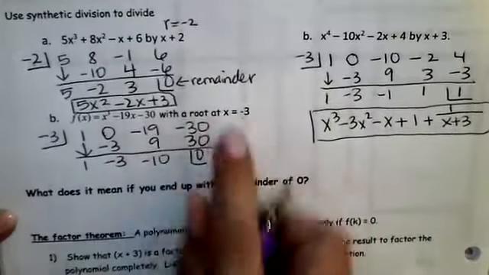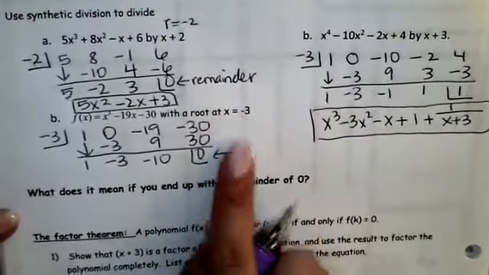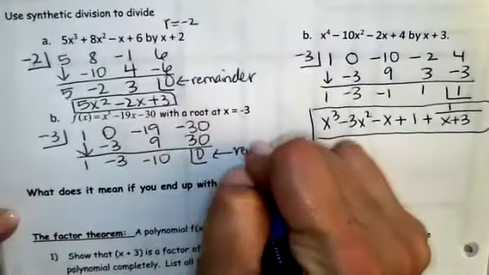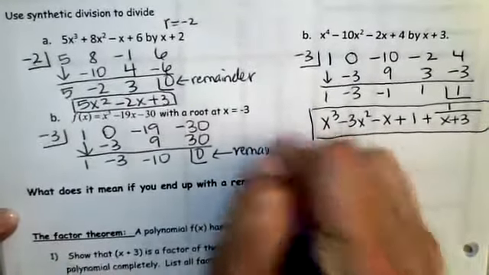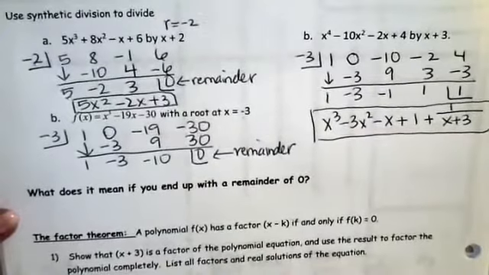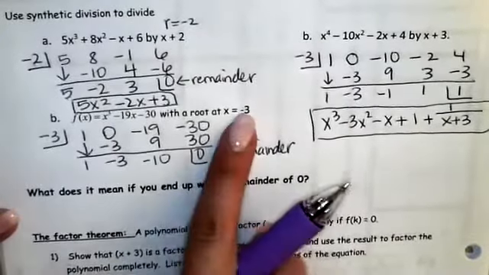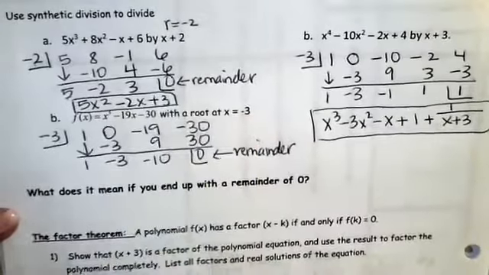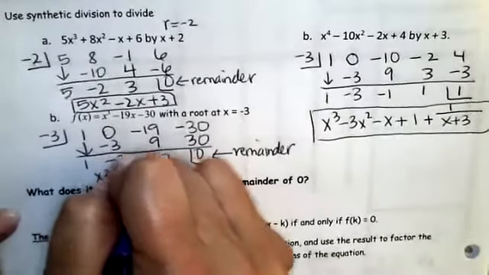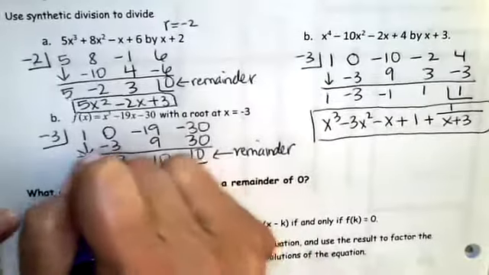Now, because this is a factor, it was the root, then I know that the remainder is going to be 0. The factor theorem tells us that if the remainder is 0, then it is a factor of that equation. And we knew it was going to be a factor because that was a root. And so we get x squared minus 3x minus 10.